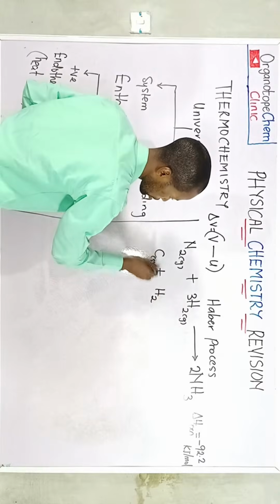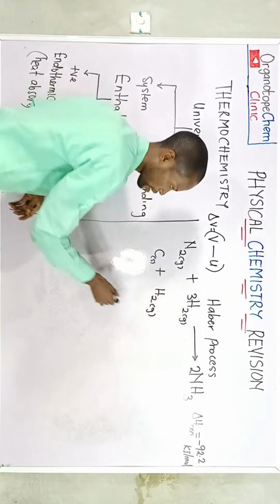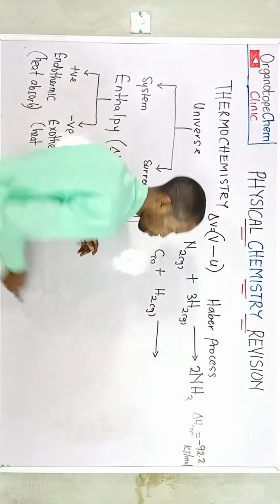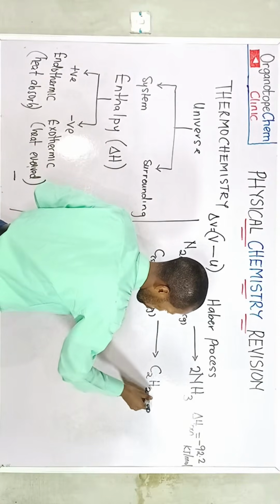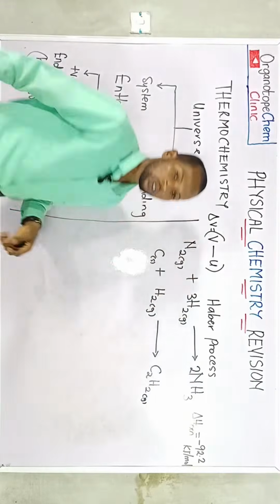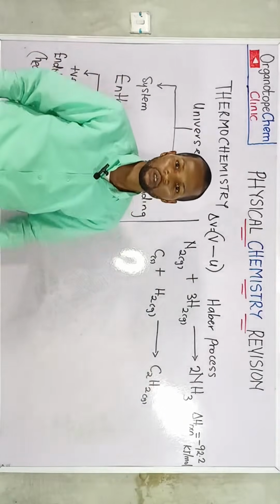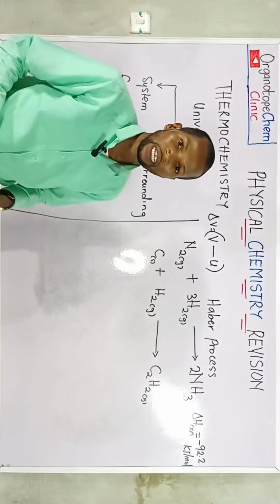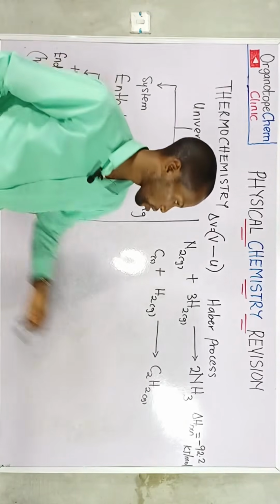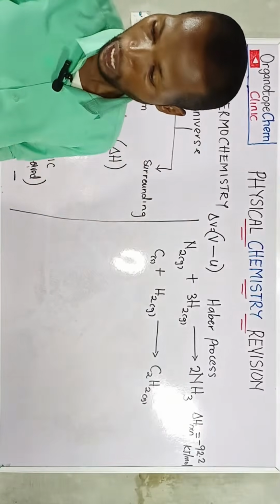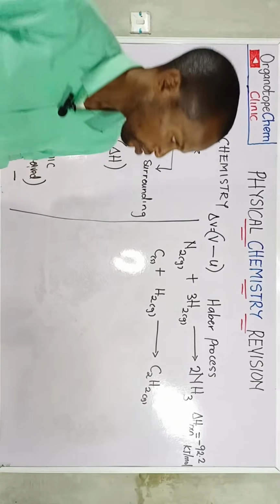Now, what if we have the reaction of carbon with hydrogen? Carbon is in its solid state, hydrogen is a gas, resulting in the formation of C2H2. This is a gas as well. So what's the compound right here? C2H2 is what compound? It is an organic compound, a hydrocarbon compound. What is the name of this compound? C2H2. Can you type that in the chat?